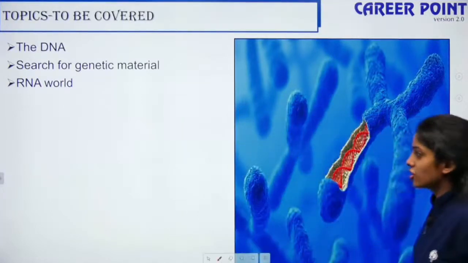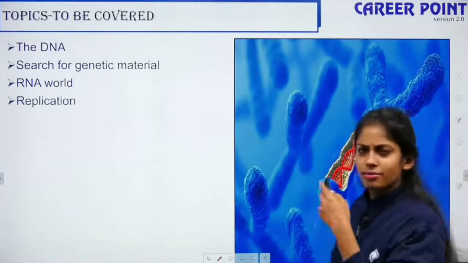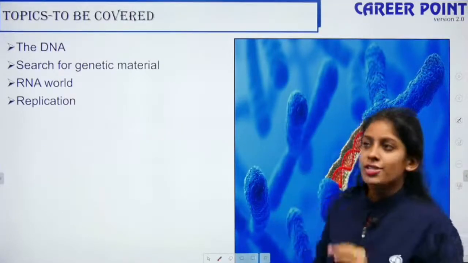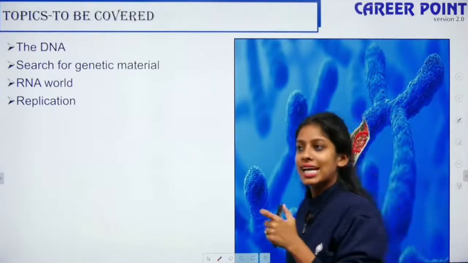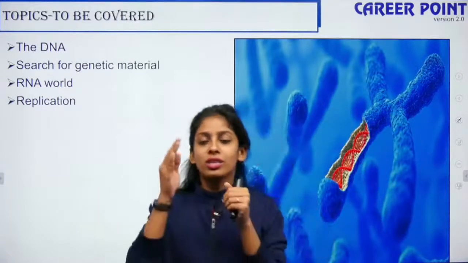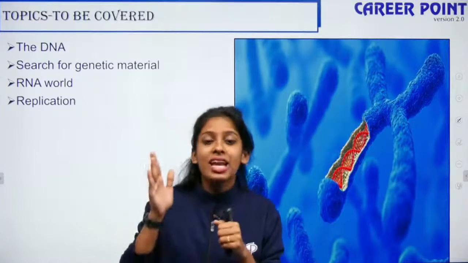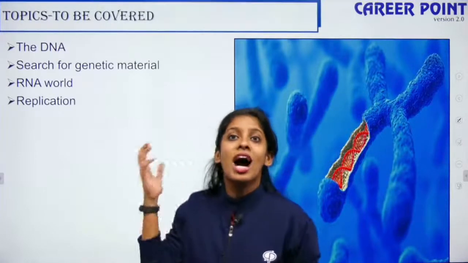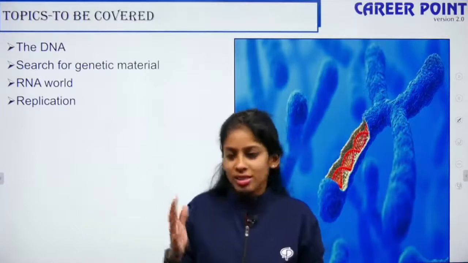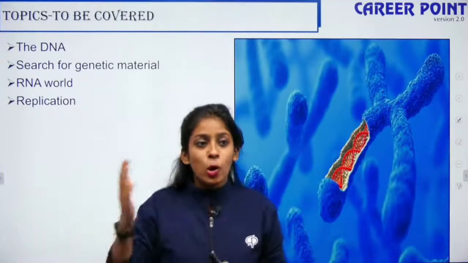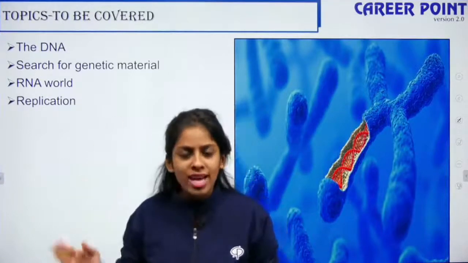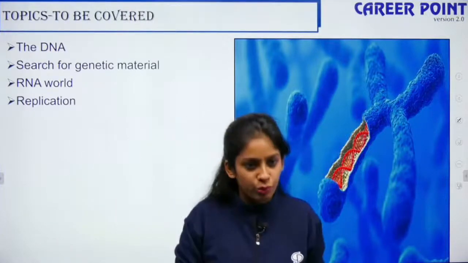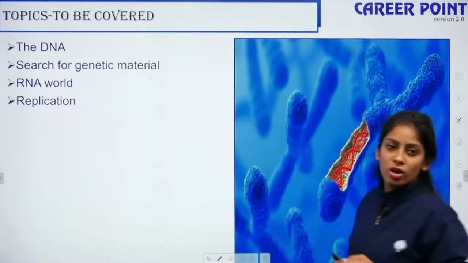All right, so we are going to talk about the RNA world. Then the most important process, replication. From the chapter cell cycle and cell division, we know the DNA replicates. DNA replicates in the S phase, that is the synthetic phase, right? How is it going to happen? Whether the cell has to invest energy, spend all its energy, all its stamina. So how and why does this process of replication happen? This we are going to see.